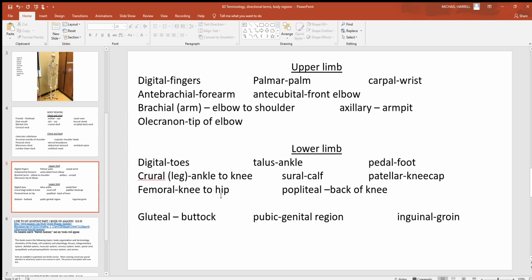Femoral is knee to hip. Probably heard of the big old femur bone in that region right there. Popliteal is the back of your knee, so that's that back side there where it bends. Gluteal for the buttocks region, pubic for the genital, and inguinal for the groin.